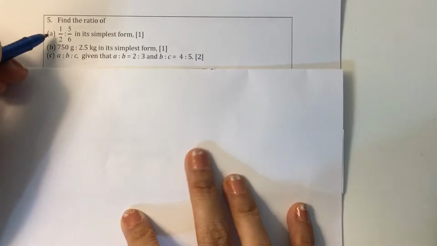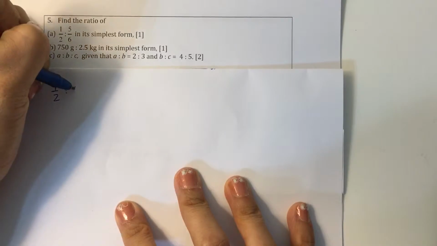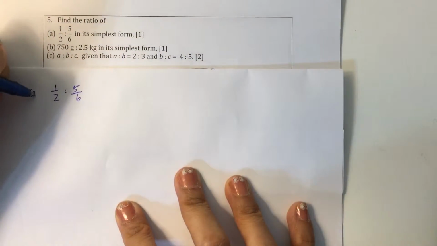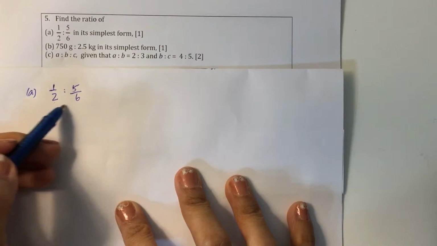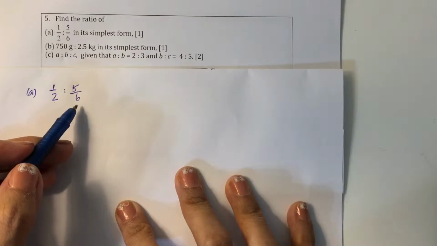Okay, now let's do ratio. We have two fractions expressed in the ratio form. So here we want to find the ratio of these two numbers in its simplest form. So we always want to deal with integers.